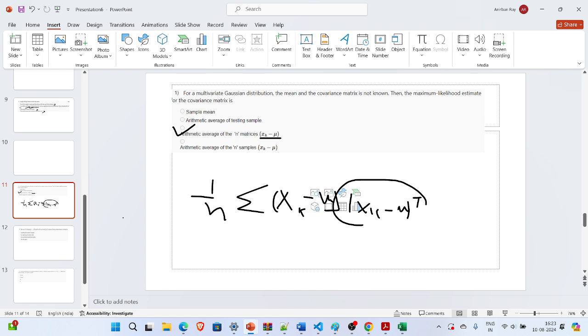The transpose is written like x1 with weightage xk minus mu, xk minus mu.